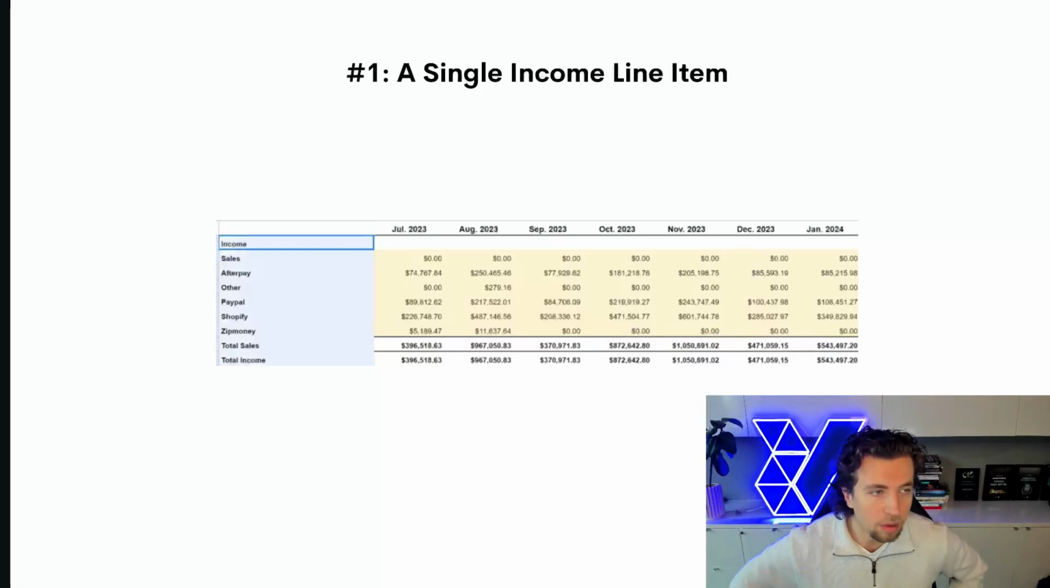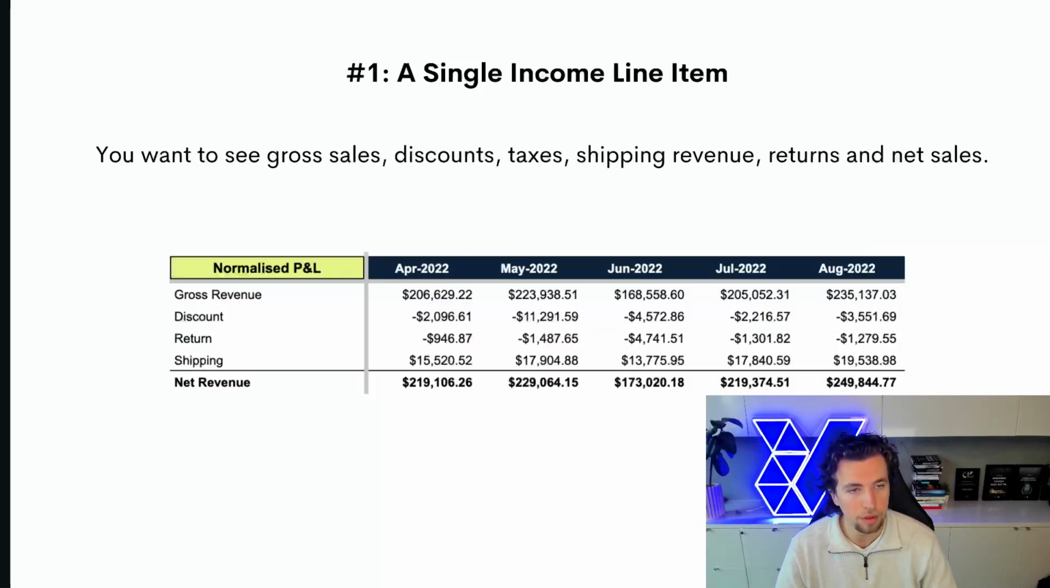Number 1 is a single income line item. This is due to payments hitting your bank account and them simply being reconciled straight away as income. That is not how you want to be reconciling revenue. You want to be able to see gross sales, discounts, taxes, shipping revenue, returns, all the way down to net sales. These are all demand levers that impact the net revenue figure.